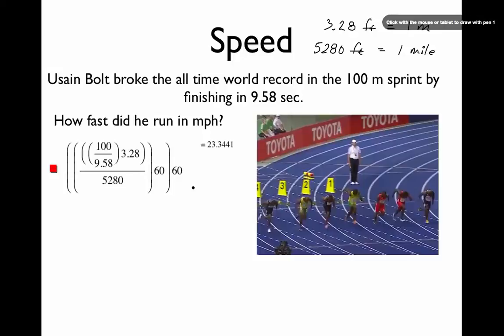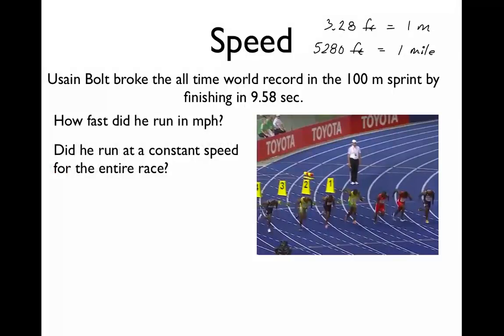How fast did he run? Fast. Okay? Did he run at a constant speed for the entire race? We just got one number, 23.34 miles per hour. So with one number, that could be nothing else than a constant speed. If you're just given one number as a speed, that has to be a constant speed, right? Because it's just one value. So did he run at a constant speed for the entire race?